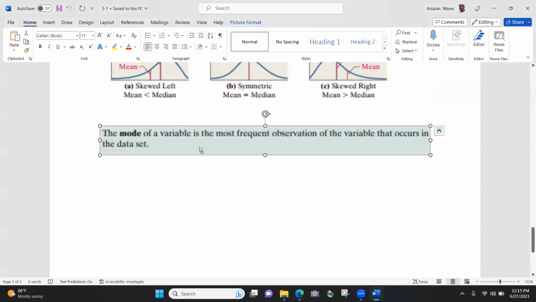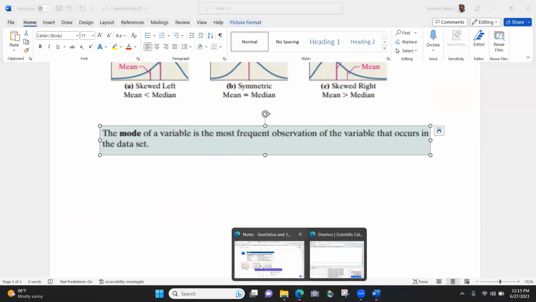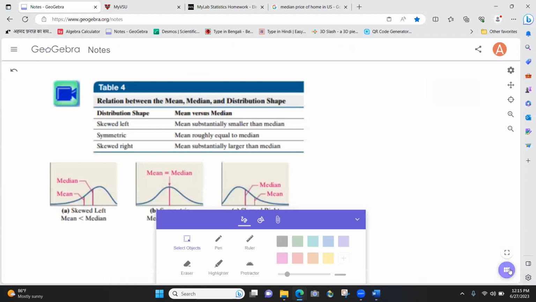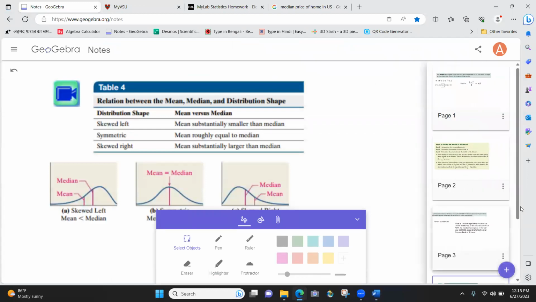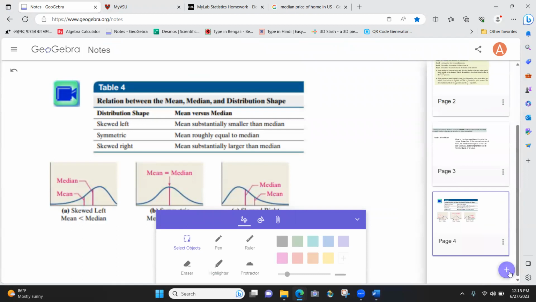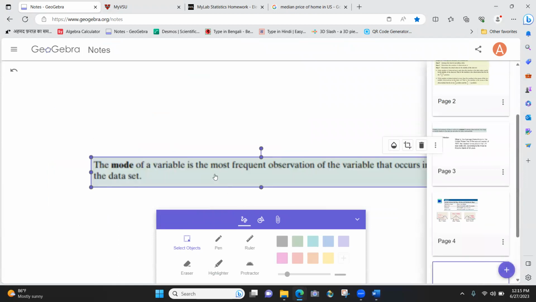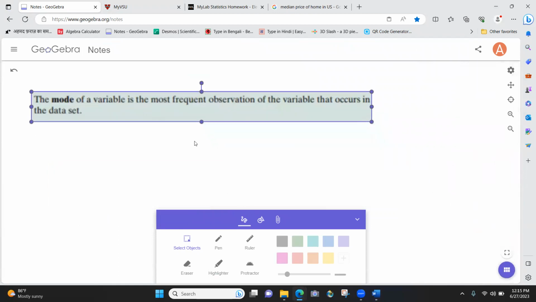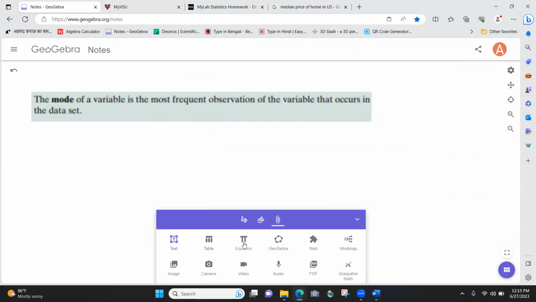All right, the next one is very simple. It's probably the easiest of the central tendencies. These are also called central tendencies. So mode is the value that's most frequent. Okay. So what does that mean?